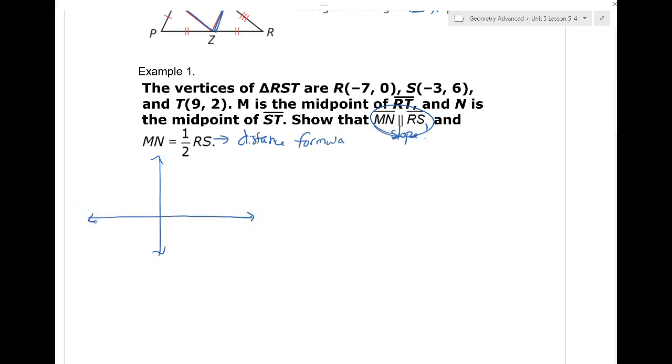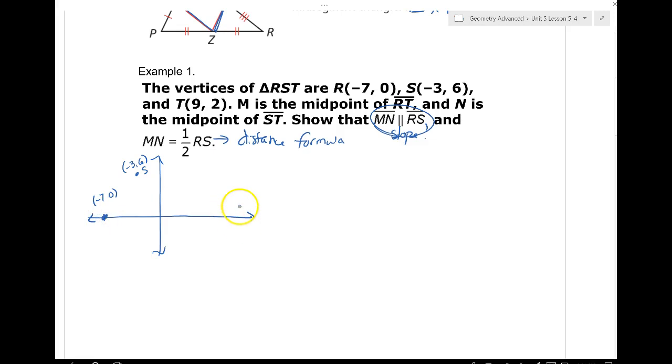All right, and then I'm going to put in my ordered pairs of triangle RST. So we know R is over here at like -7, 0. I got S is at -3, 6, so that'd be somewhere about here. There's S. And T is over, oops, I put -7, 0. It needs to be here. So sorry. And then T is over at 9, 2. So somewhere over here, about at 9, 2 is T. All right, so far, that's my triangle.